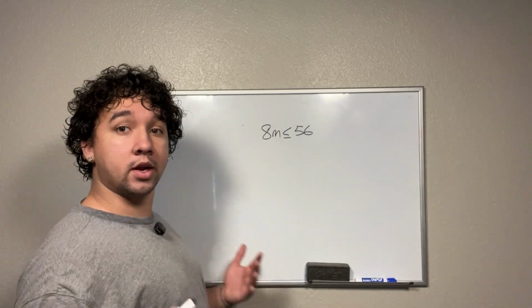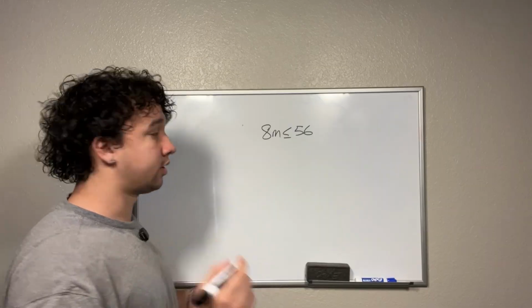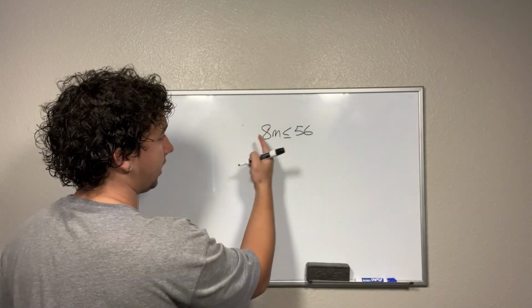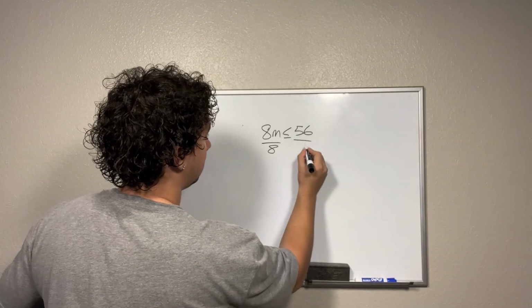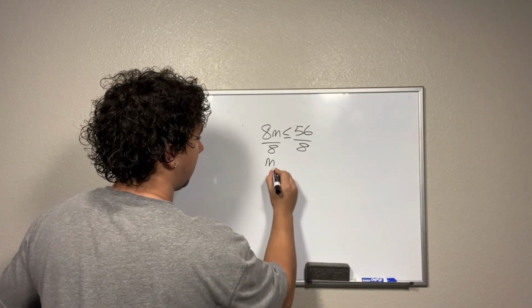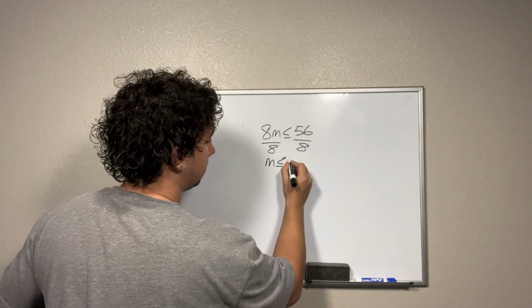All right. So how would I solve this? Well, I'm going to solve the inequality just like I would solve an equation. So inverse operations, the 8 is multiplying by the m, so I'm going to divide both sides by 8. So then I get m is less than or equal to 7.